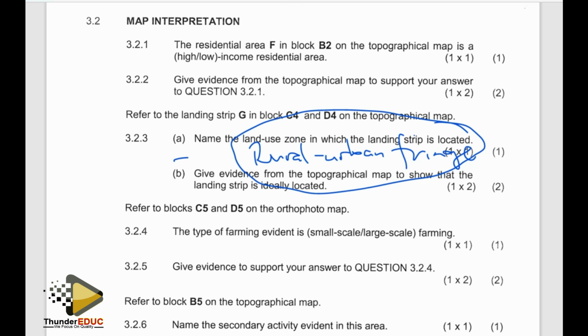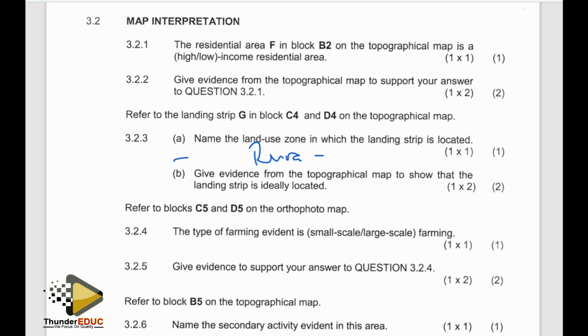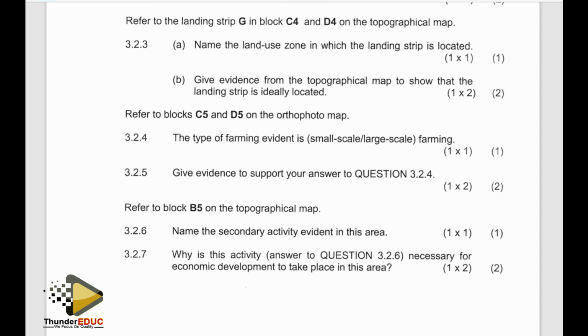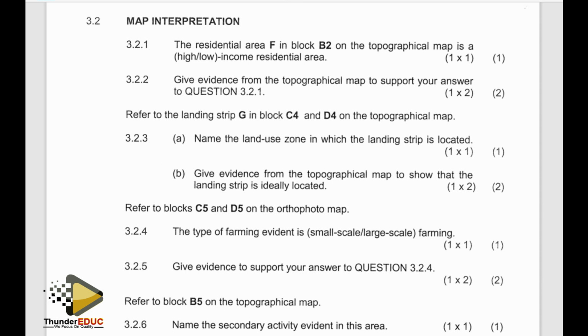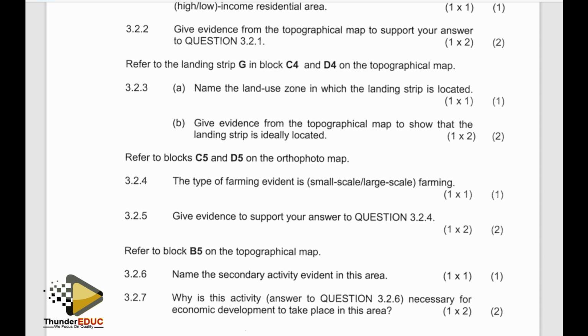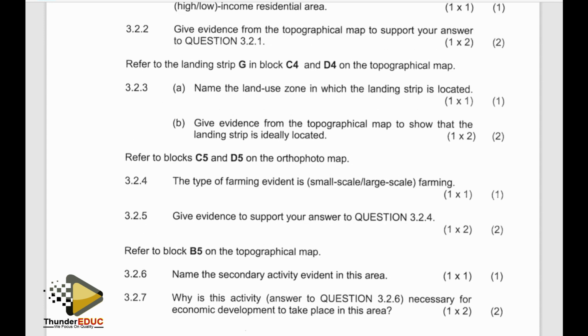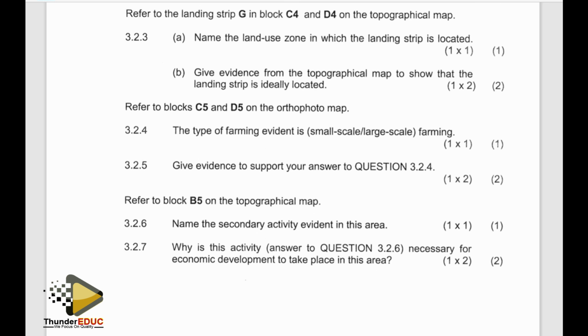Give evidence from the topographic map to show that the landing strip is ideally located. The evidence that you can find there: if you find that there is open space, free space, and the land is unoccupied, that can be a reason for the ideal location of the landing strip. Or it's located very far away from residential areas for safety reasons, that can be an ideal reason for such.